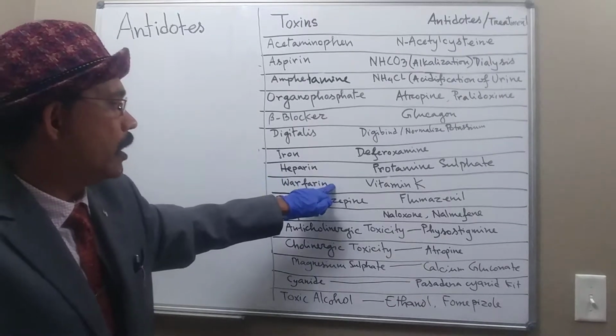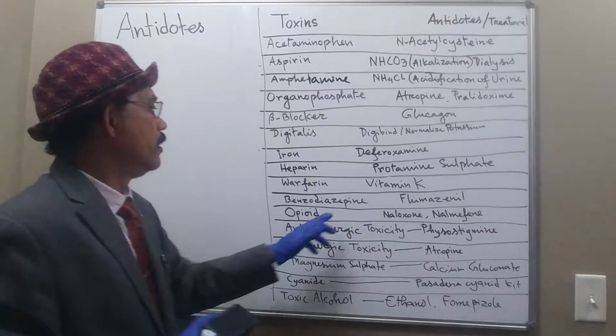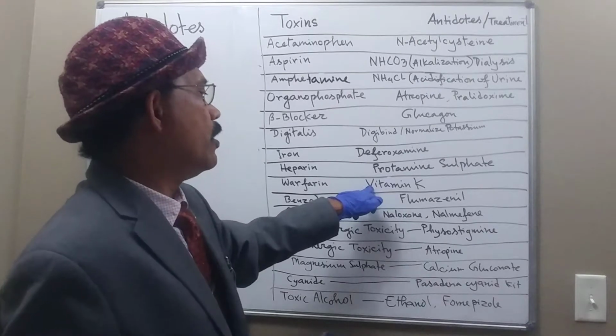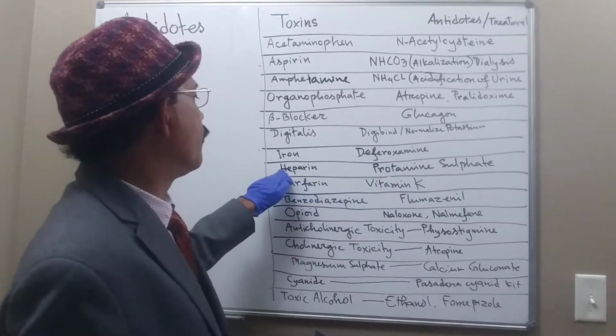Warfarin can be taken orally, while heparin is given by injection. Vitamin K is the antidote for warfarin. Protamine sulfate is the antidote for heparin.